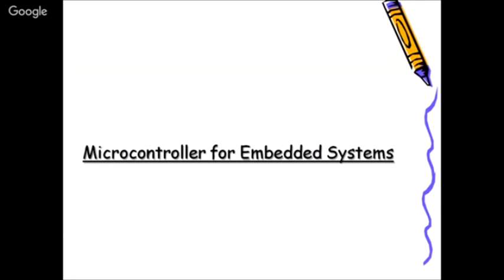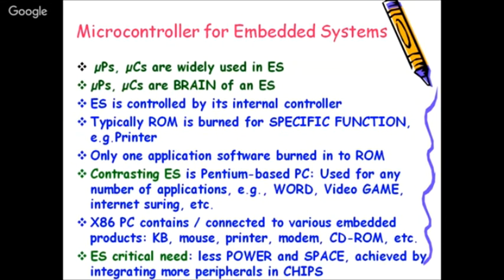Now, when we go to embedded systems, so microcontrollers for embedded systems. How do we decide? Basically, microprocessors and microcontrollers are widely used in embedded systems, and they work like a brain to the embedded system. They are the central core that resides inside any system. It executes the program, and that works like a brain to the embedded system.